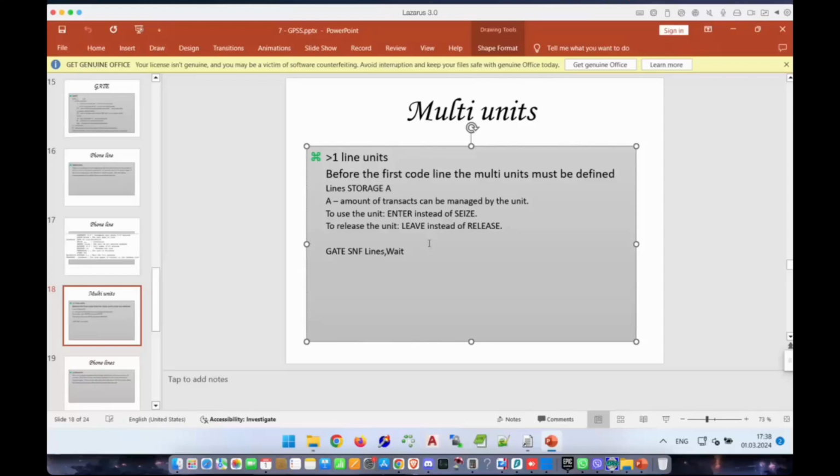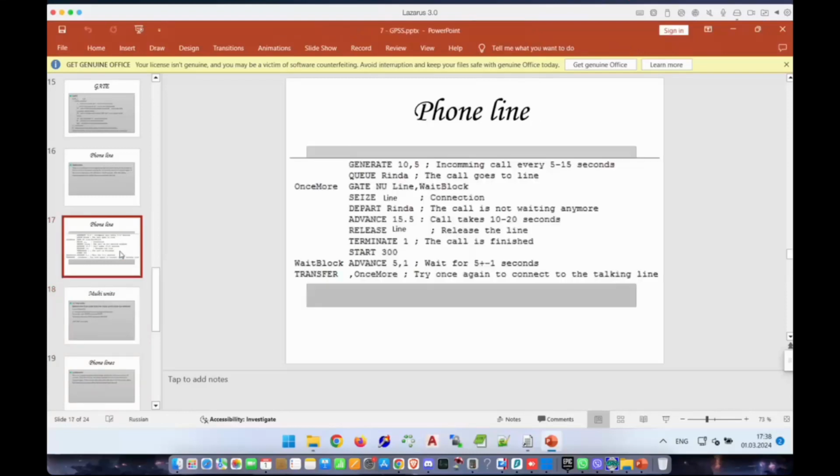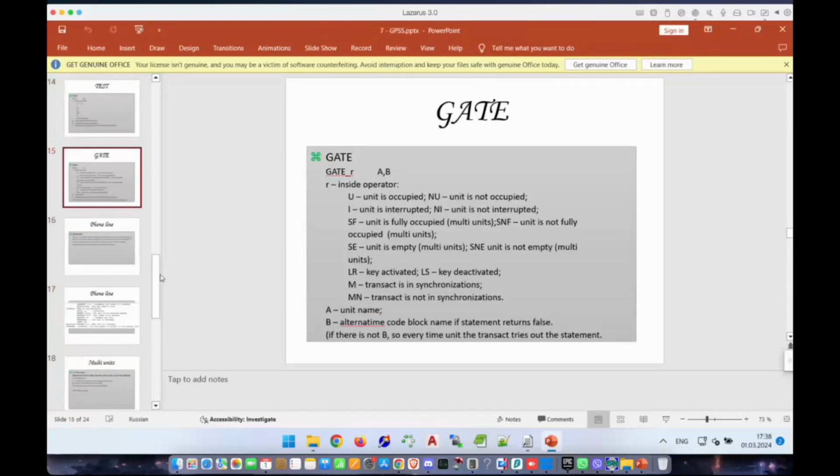So instead of seize, we use enter, and instead of release, we use leave. And the gate cannot use just occupied or not occupied state. It has to have, for example, is full, SF, is not full, SNF state, is empty, SE, and is not empty, SNE state. All of those states are given to you in the presentation, so you can find them. So here they are.